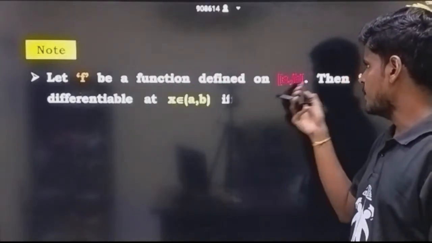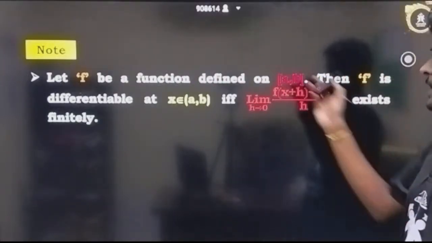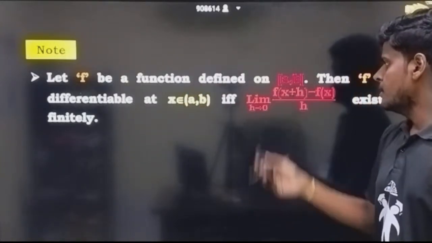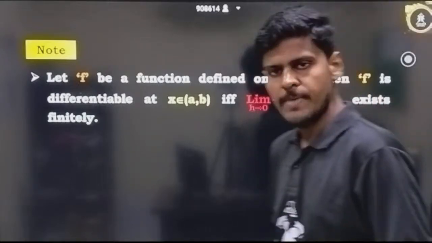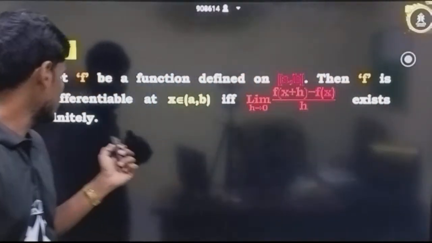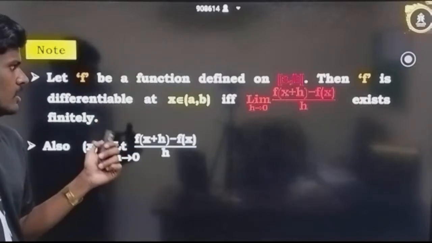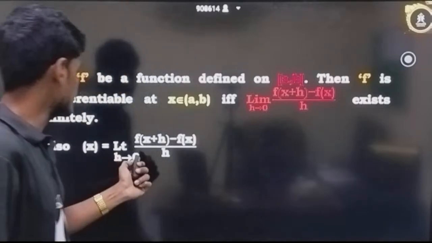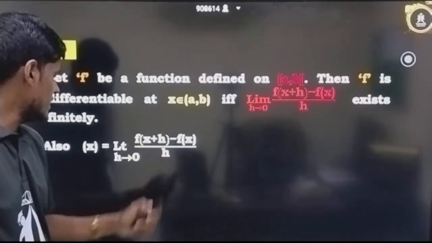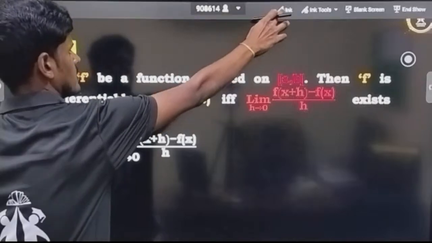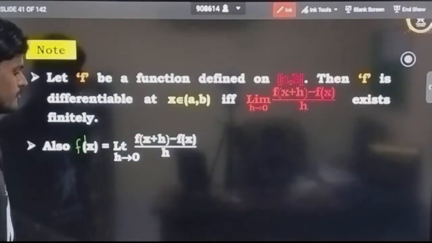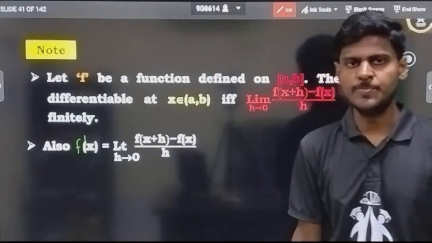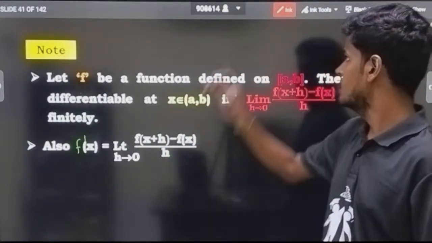Let f be a function defined on closed interval a to b. Then f is differentiable in the open interval a to b if and only if limit h tends to 0, f of x plus h minus f of x by h exists finitely. Again, this is same. Also, f dash of x is equal to limit h tends to 0, f of x plus h minus f of x by h. This is nothing but f dash of x.